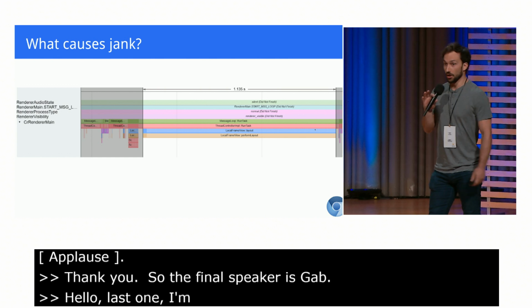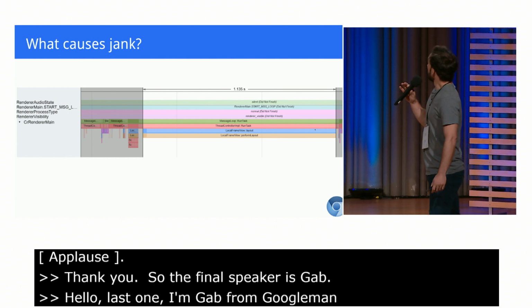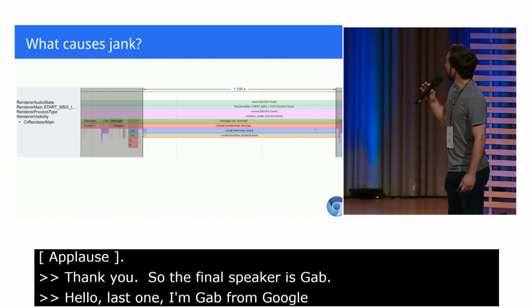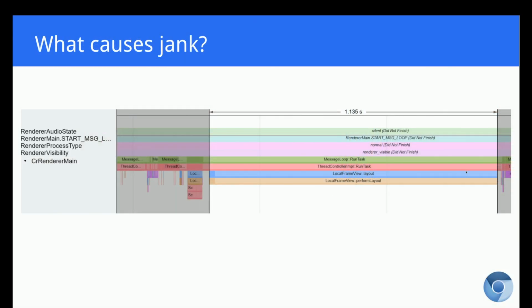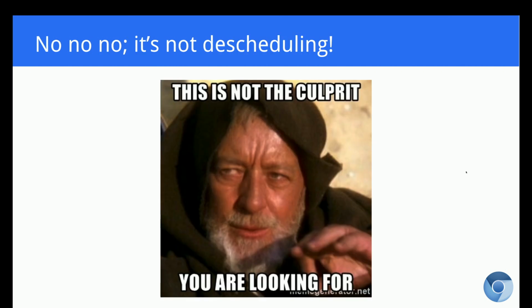I hope to demystify long-tail performance analysis today. So let's look at this. We have a trace where we have a layout for 1.1 seconds. What could cause that? You're right, but most of what I hear is descheduling. It was descheduled, not my fault. This is not the culprit you are looking for.